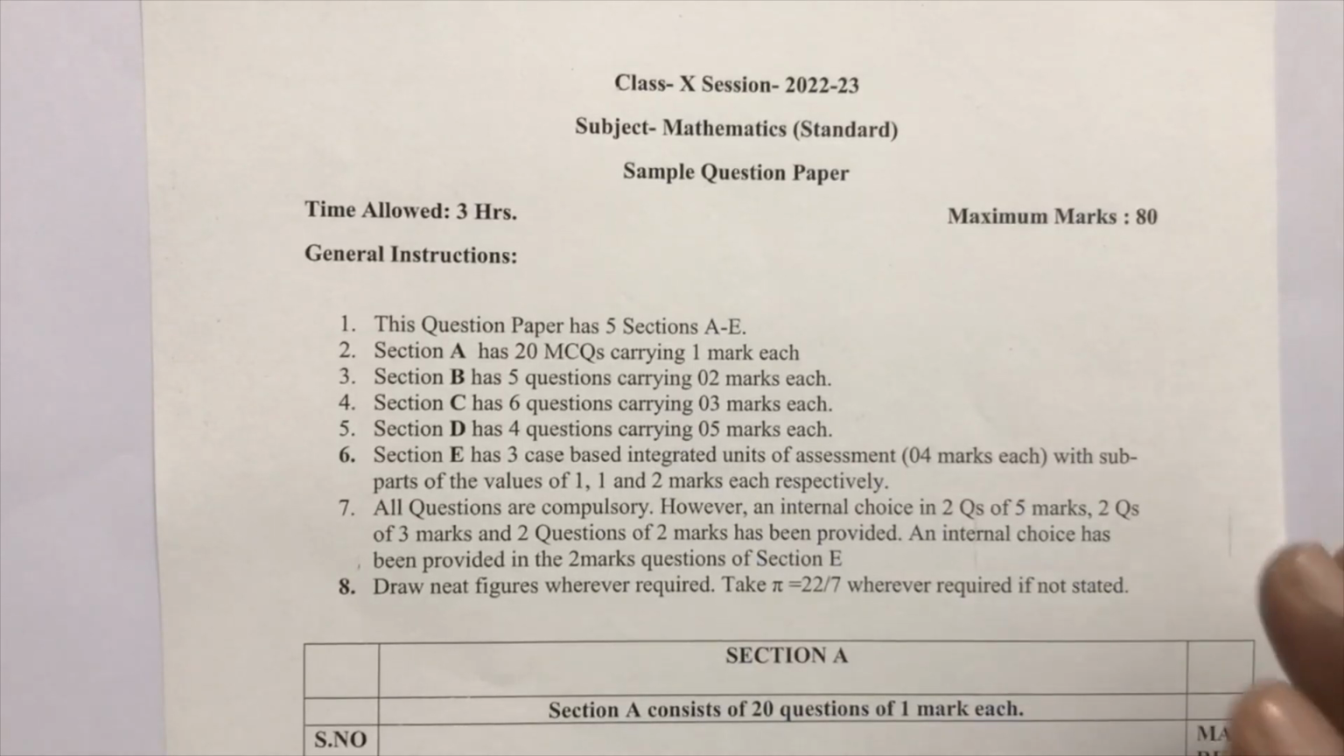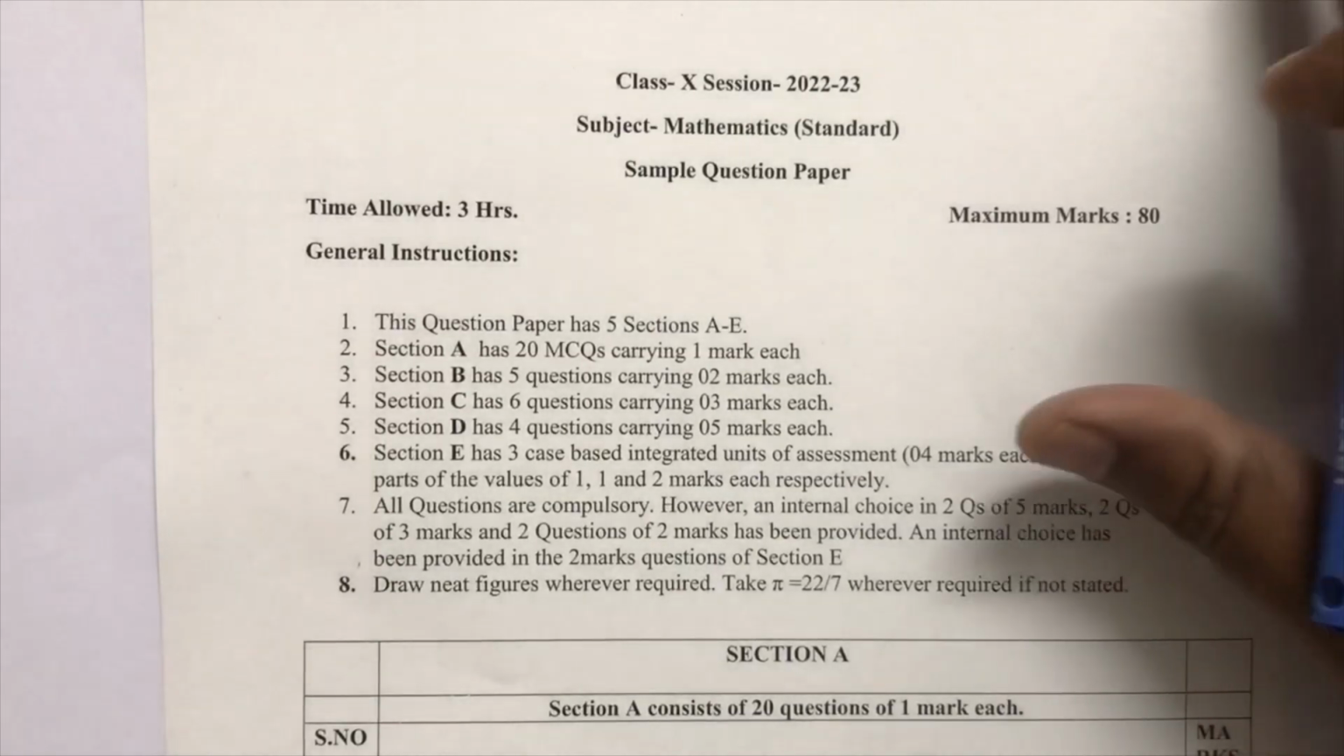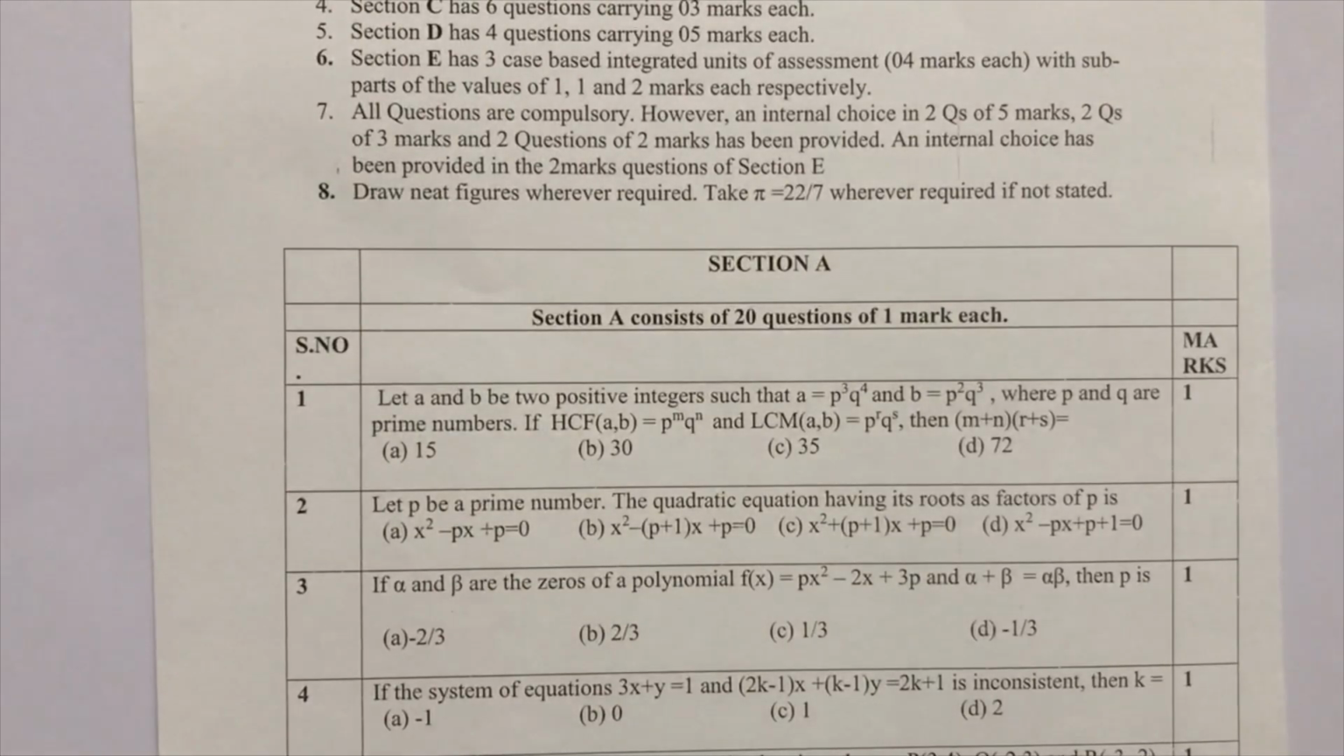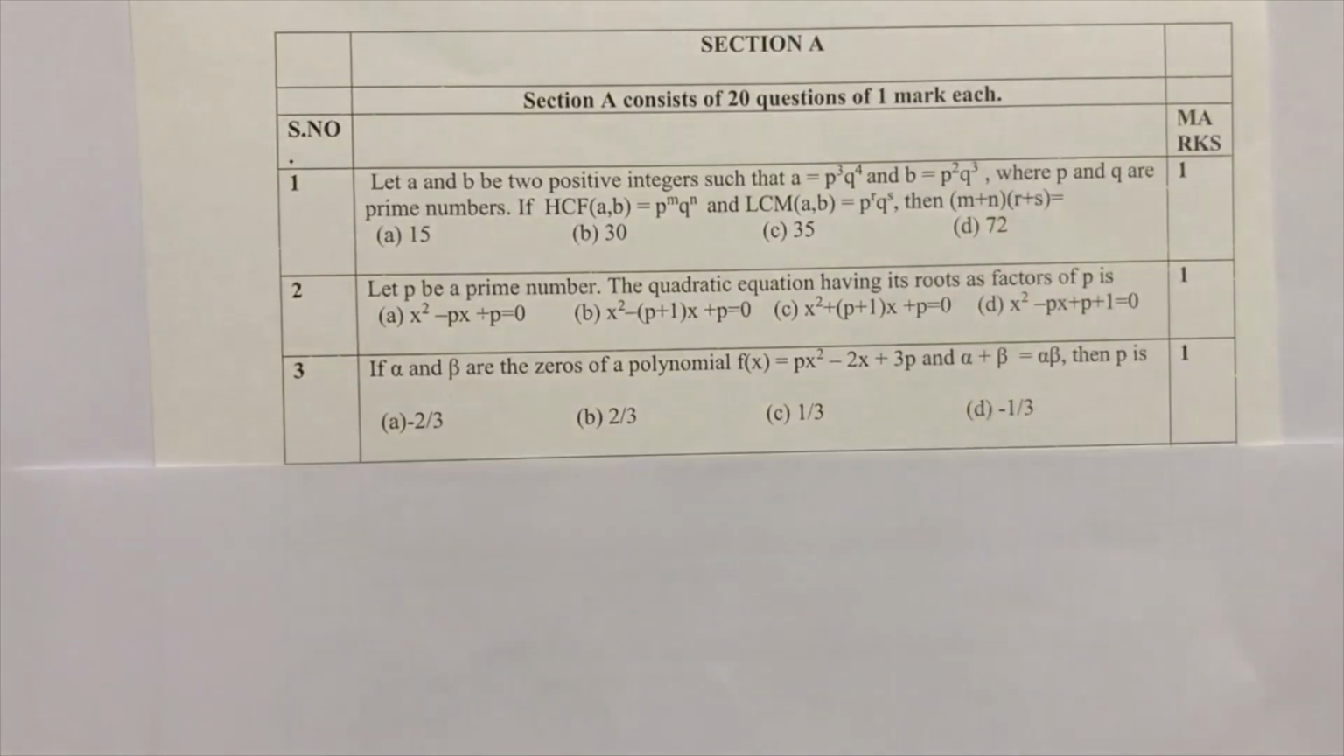Now I'll explain Section A. In this video I'll explain Section A, which carries 20 marks. Directly I'll go to Section A. The first question is: let A and B be two positive integers.